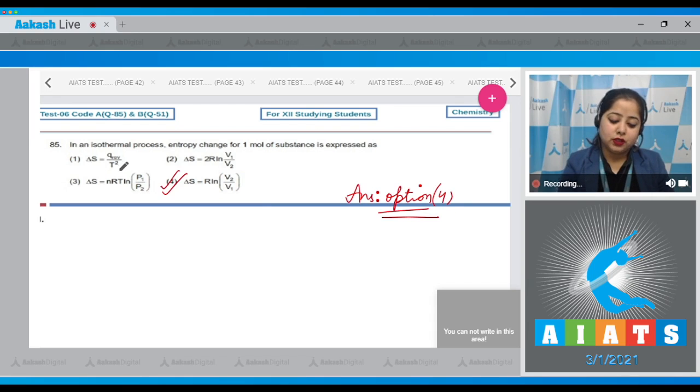In option number 1, it will be Q reversible upon temperature. In option number 2, there will be delta S is equal to R ln V2 by V1. In option number 3, it will be delta S is equal to R ln P1 by P2. So that means options number 1, 2 and 3 are incorrect. Only option number 4 is correct. So the correct answer is option number 4. Moving to the next question.